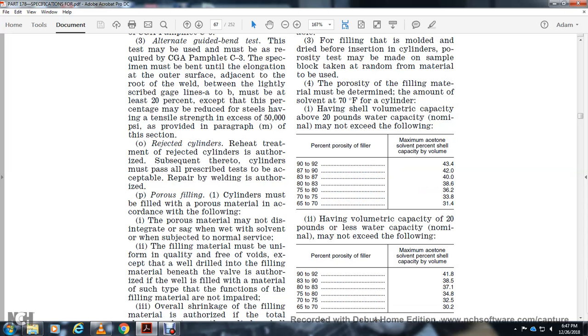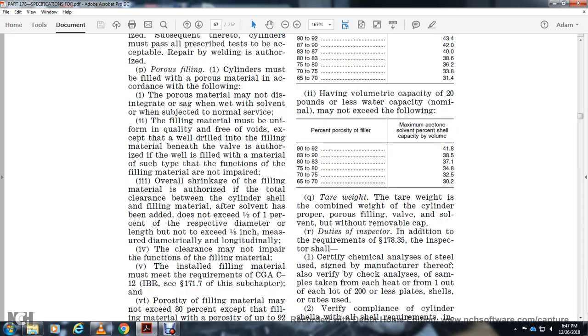For a cylinder having a volumetric capacity of 20 pounds or less water capacity, the porosity of the filler may not exceed the following percent, with maximum acetone solvent per shell by volume. The tare weight is the combined weight of the shell with the porosity and proper porous filling, with the valve and solvent, without removal of the cap. The duty inspector adds the requirements of 178.35 for inspection of the shell.